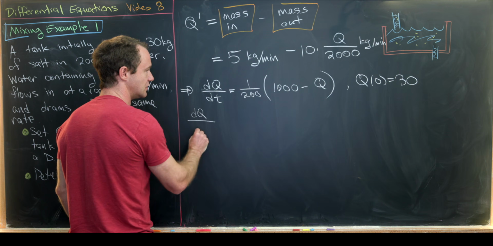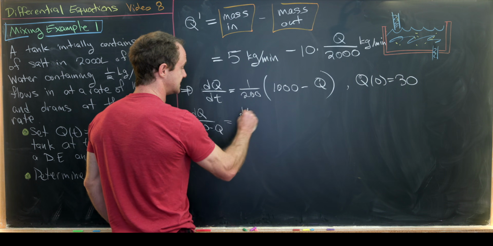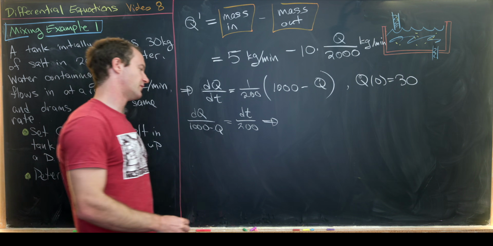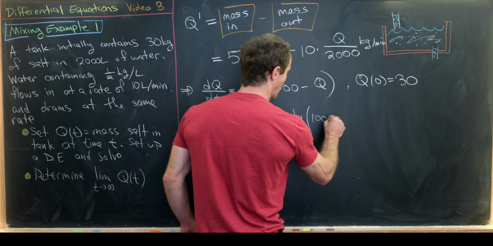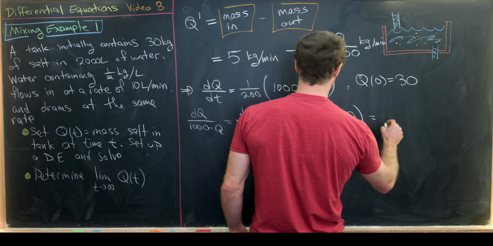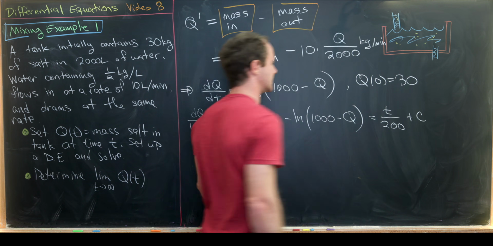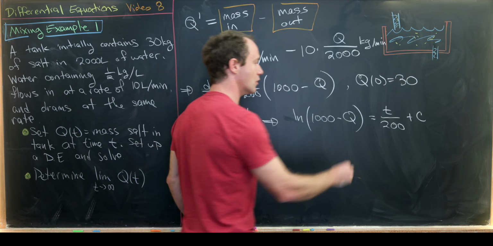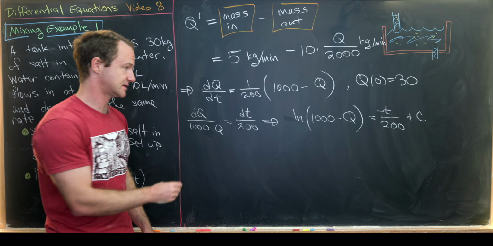So we've got dQ by 1,000 minus Q is equal to dt over 200. Taking the antiderivative of both sides will give us minus the natural log of 1,000 minus Q equals, let's see, t over 200 plus a constant. We can maybe move this minus sign over to change that to a minus t and then absorb it into the constant.